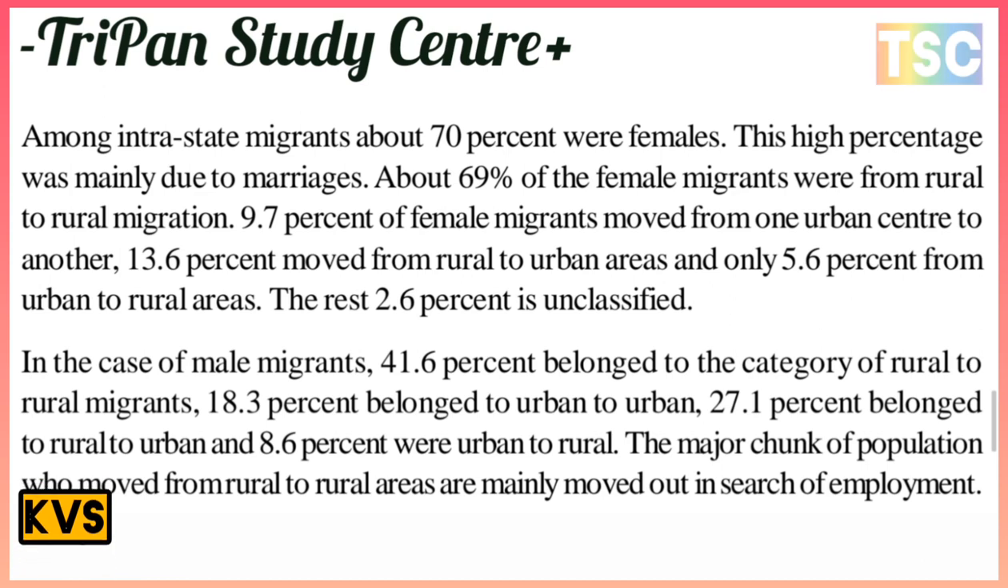About 70% of female migration is mainly due to marriage. About 69% of female migrants are rural to rural migrants, and 97% of female migrants move from one urban center to another. 13.6% move from rural to urban areas, only 5.6% from urban to rural areas, and the remaining 2.6% is unclassified.